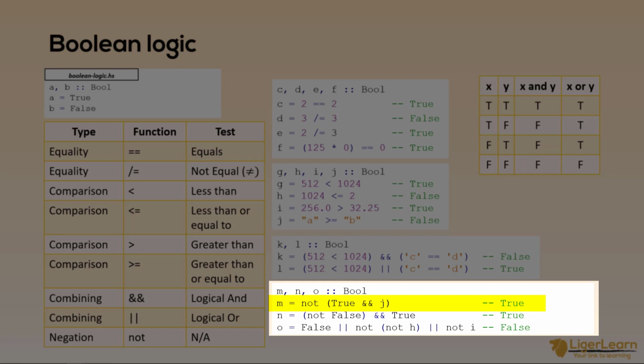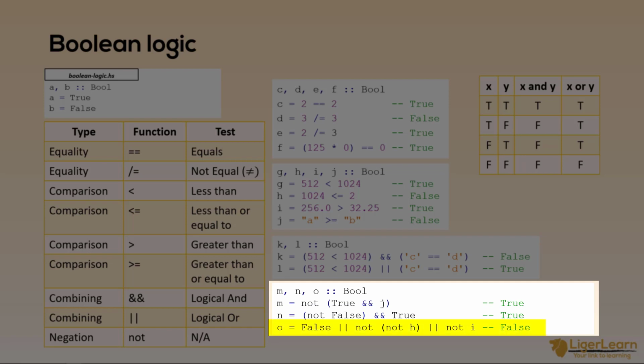M is equal to not whatever is in the brackets. So we evaluate the brackets first. We have true, which by definition is true, and J, which is false. So true and J is false, and we are negating that by using the not function. So our result is true. N is equal to not false, which is true, and true. Since we are ANDing true with true, the result is true.